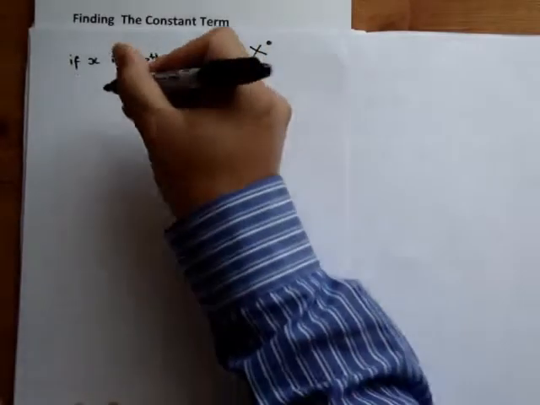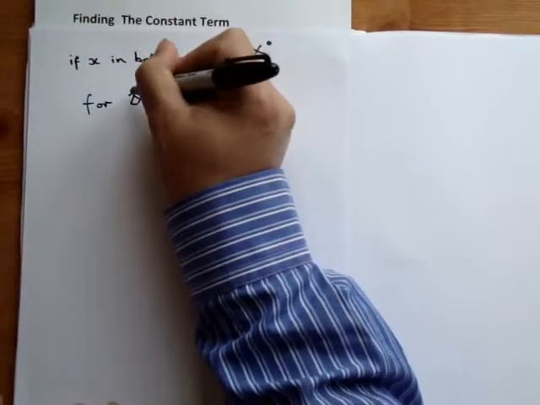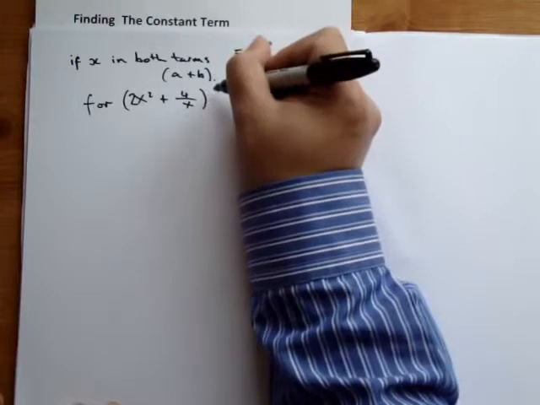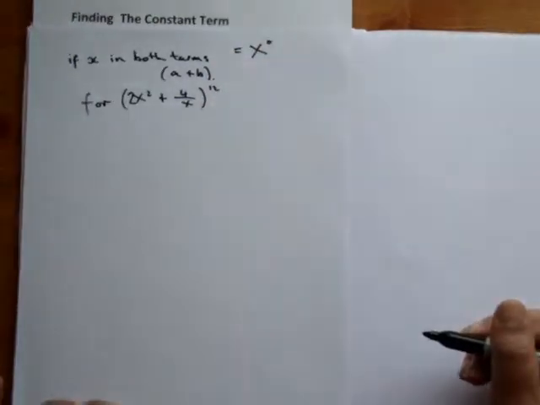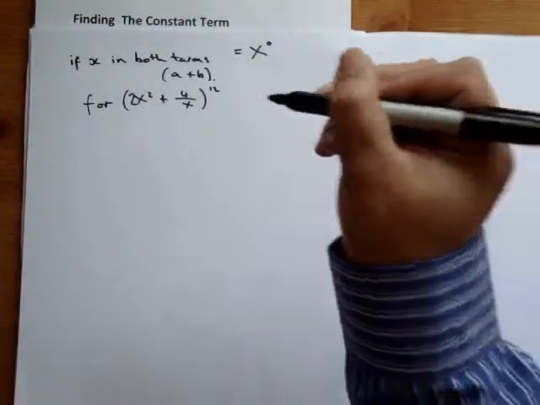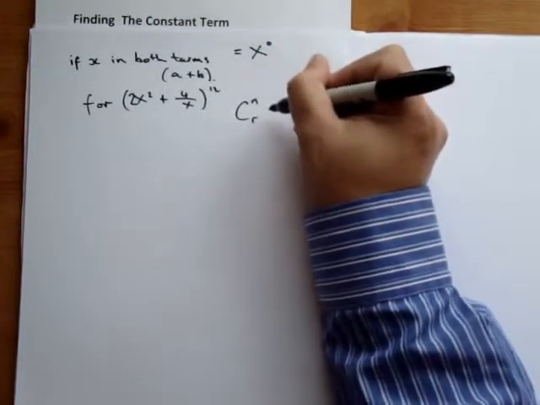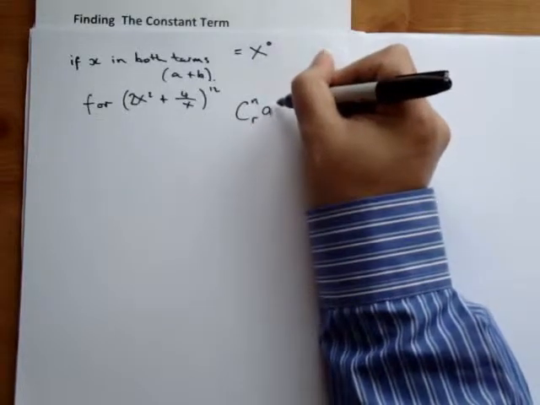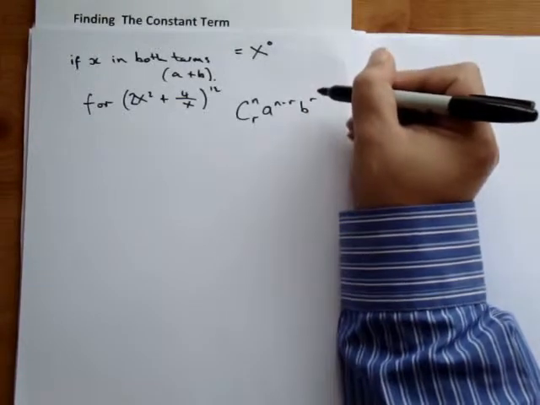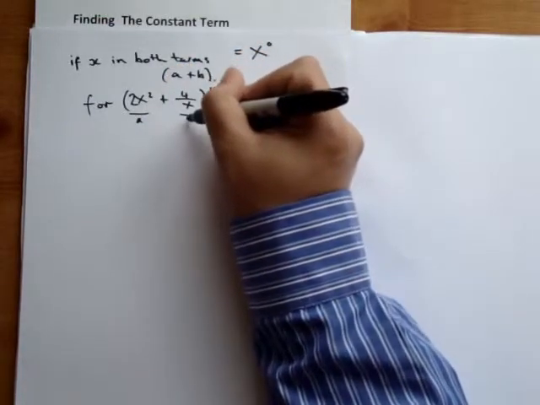So let's find this for (2x squared plus 4 over x) all to the power 12. So we're going to find this for this expansion. And now let's first of all do our nCr. So it's nCr for any term is nCr a to the n minus r, and then b to the r. So in this is our A and this is our B.